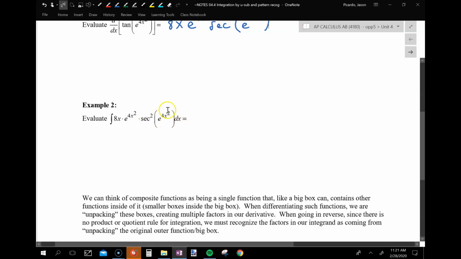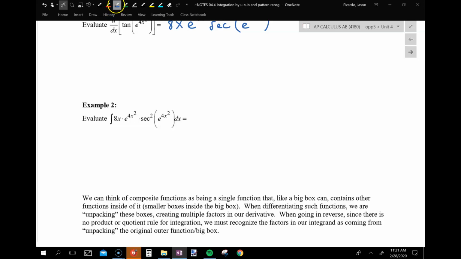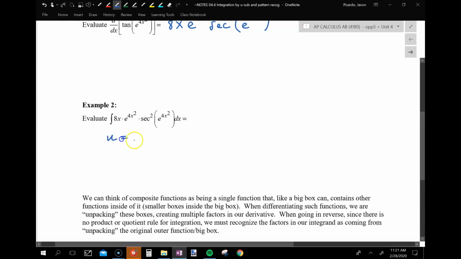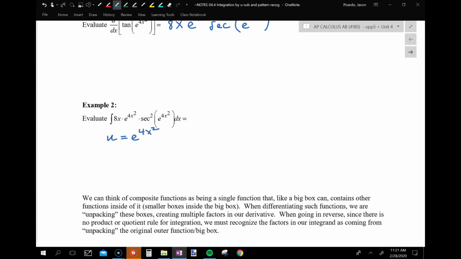The e to the 4x squared. Yeah, well, I would even say, well, maybe the 4x squared, okay? But for sake of discussion, let's just say it's e to the 4x squared, okay? What I'm going to do is I'm going to call that u. Now, by me calling that u, I can do what? I can do a little replacement and substitution, right?